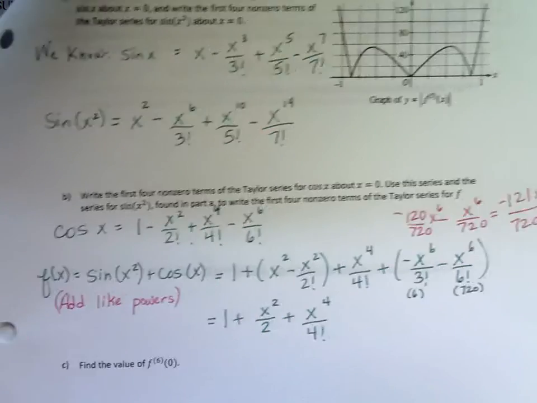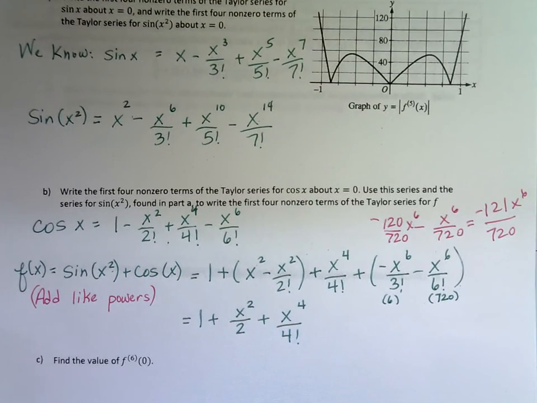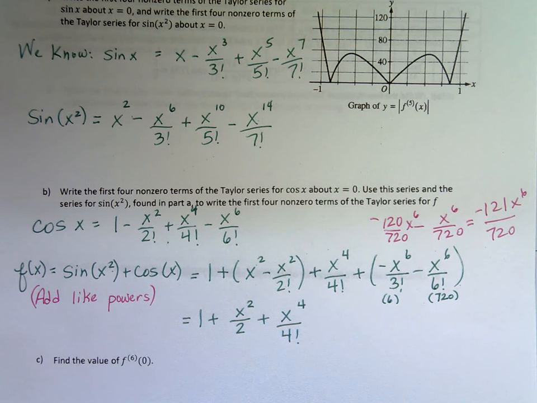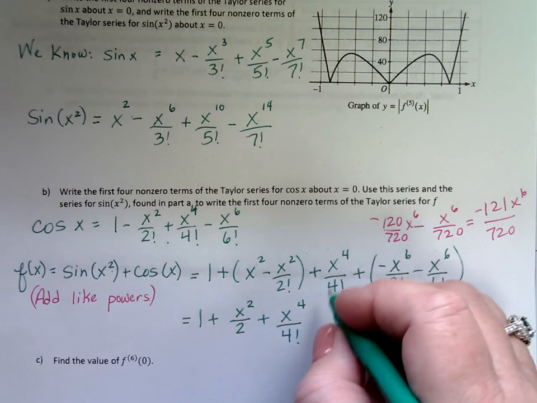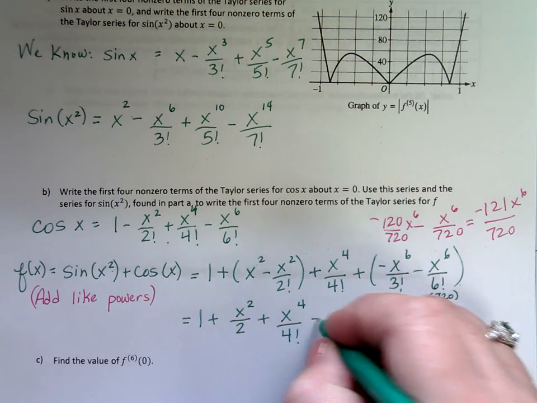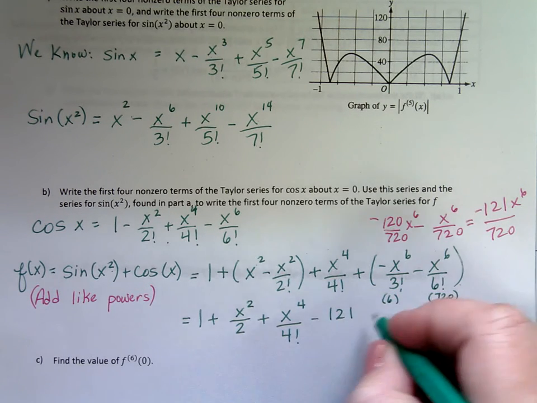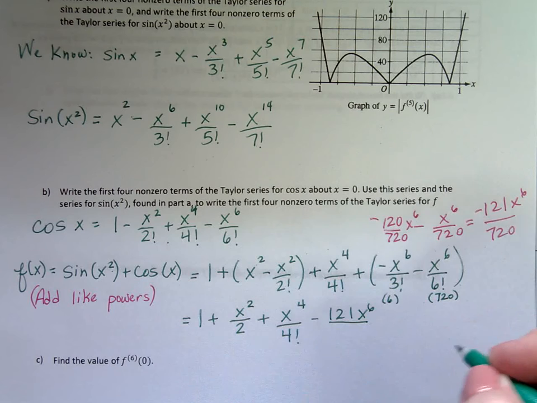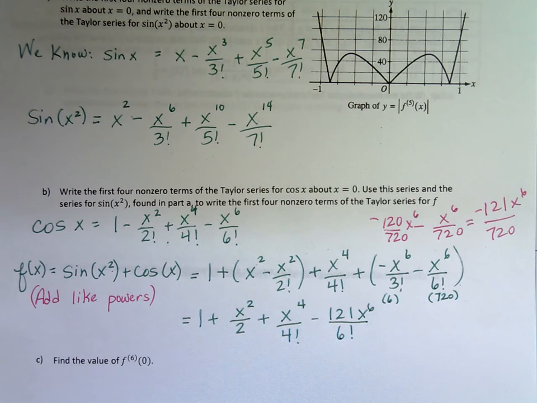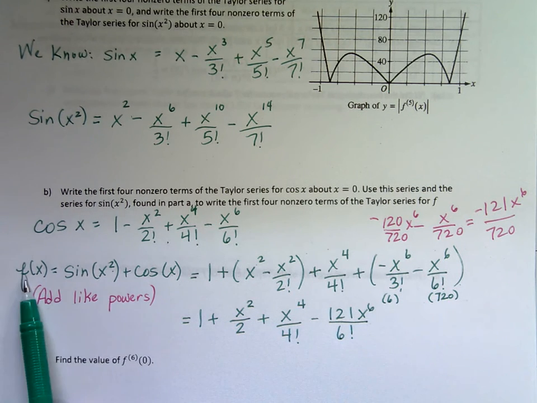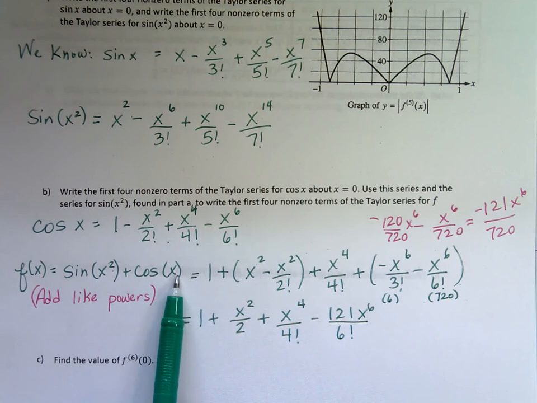Can you still see me? No. I went off the page. So I just did off to the side, combining these, adding two fractions together. So this is going to be a minus 121 x to the 6th over 6 factorial, or 720. You can write it either way. They're one and the same thing. And you have just added, to get f of x, the sine of x squared plus the cosine of x. And there it is.